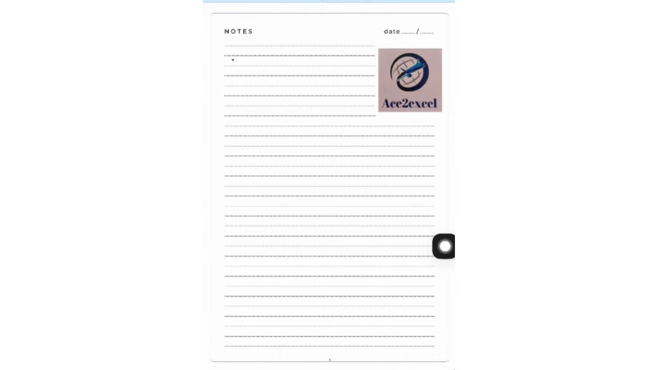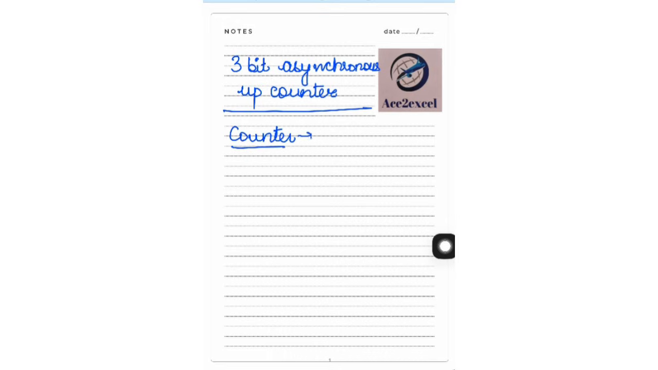Now we'll be working on a 3-bit asynchronous up counter. We'll quickly talk about the introduction. Counter. What is a counter? A sequential circuit which helps you to count the number of events.